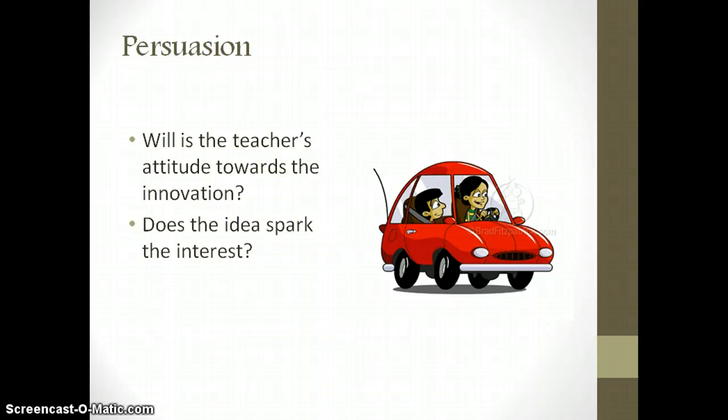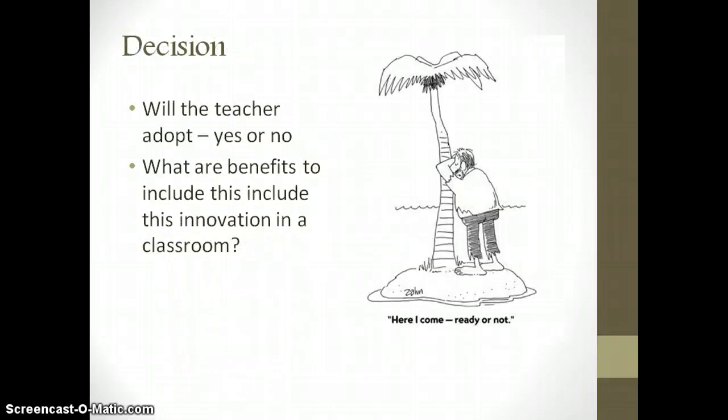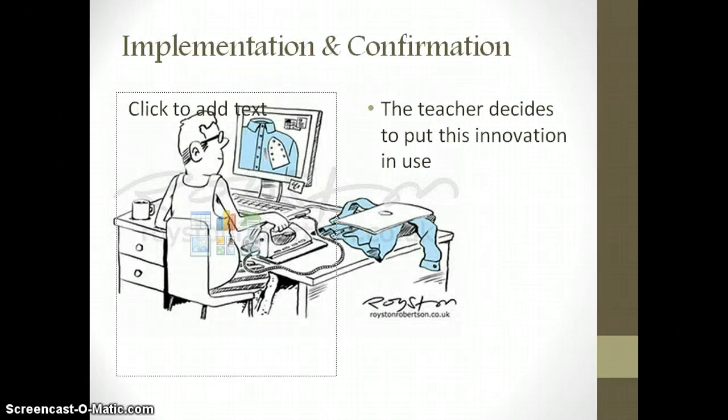The next stage is persuasion. At this stage, the teachers may form a favorable or unfavorable attitude toward the innovation, or something that sparks their interest to further investigate the tool. The next stage is decision. At this stage, the teachers may decide to adopt or reject the innovation, depending on if it's beneficial for their classroom. And finally, implementation and confirmation. In this stage, finally, they may decide to put this innovation into use.